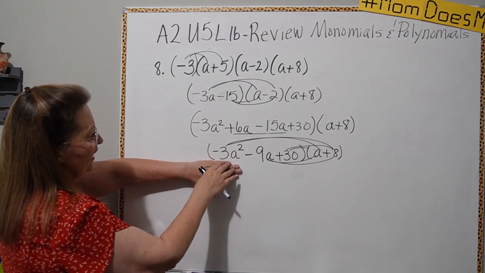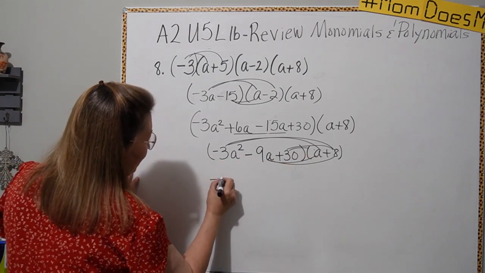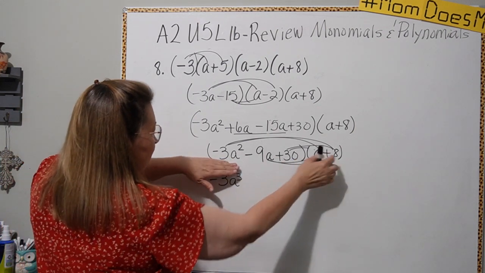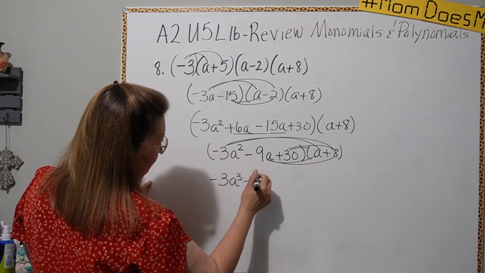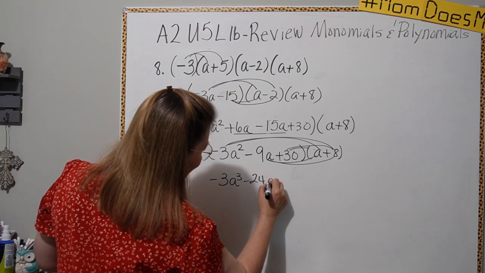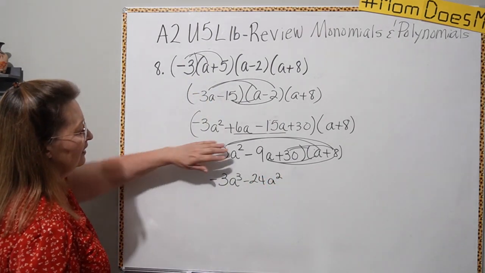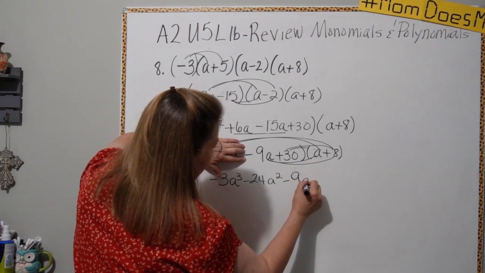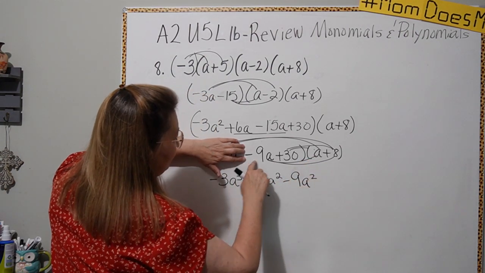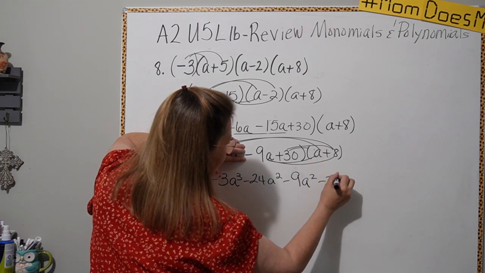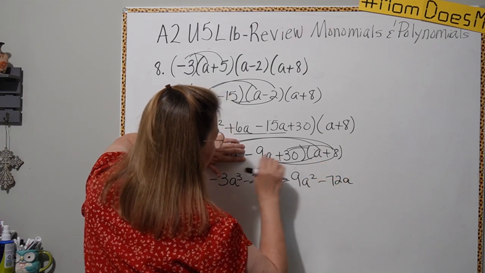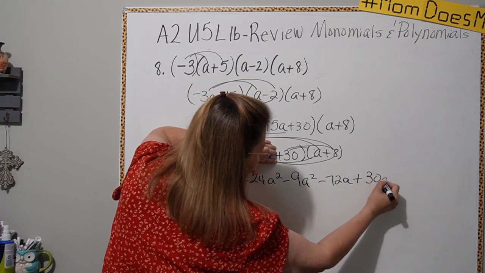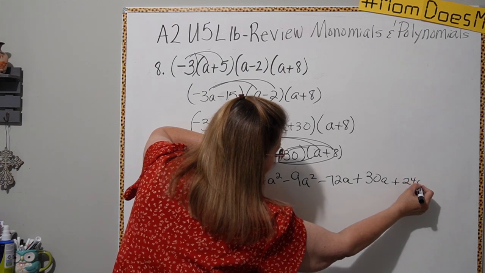All right, negative 3a squared times a is going to be negative 3a to the third. Negative 3a squared times 8 is going to be negative 24a squared. Okay, I'm good. Now, negative 9a times a is going to be negative 9a squared, and negative 9a times 8 is going to be negative 72a. The 30 is going to be 30a and plus 240.